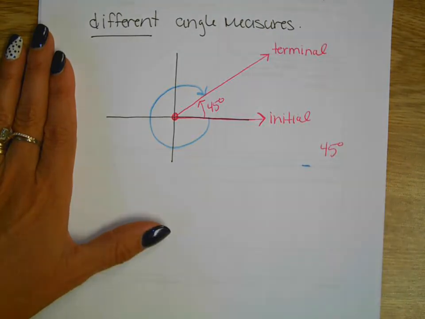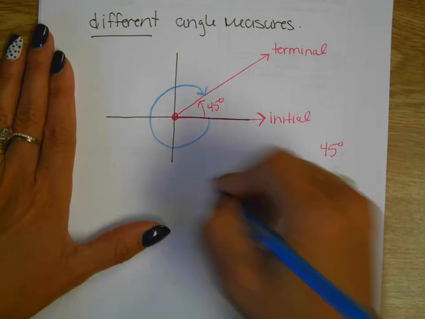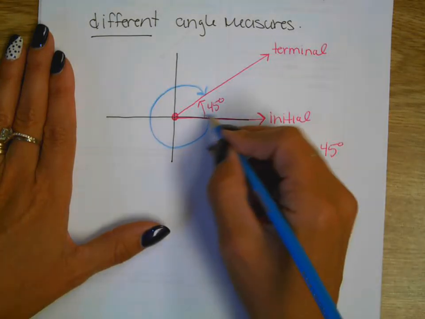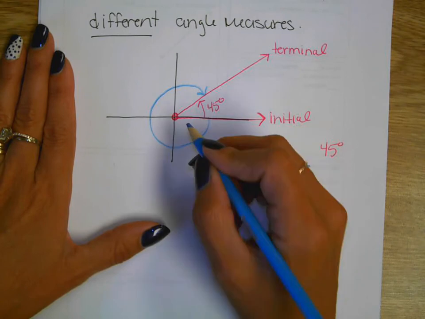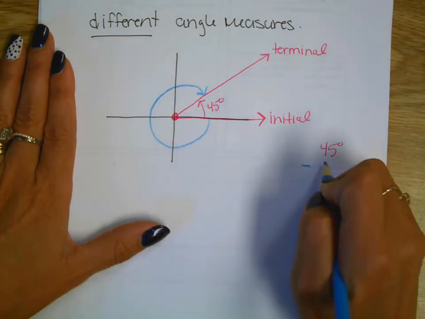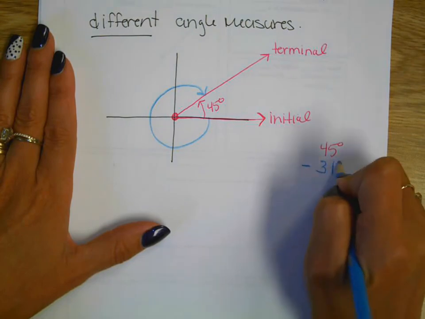How many negative degrees is that? How do we get that? What are you doing to figure that out? What's the full rotation? 360, but we're not going this last 45. So what's 45 off of 360? 315. So a negative 315.